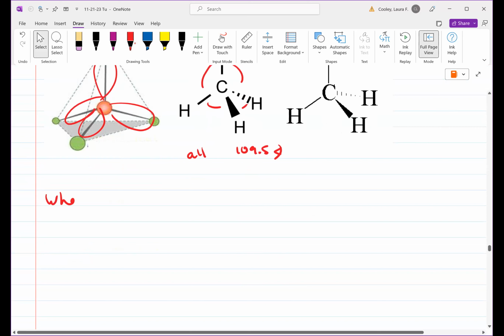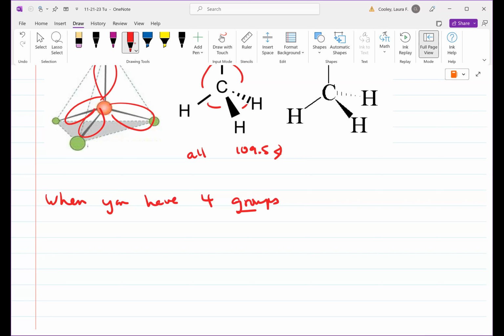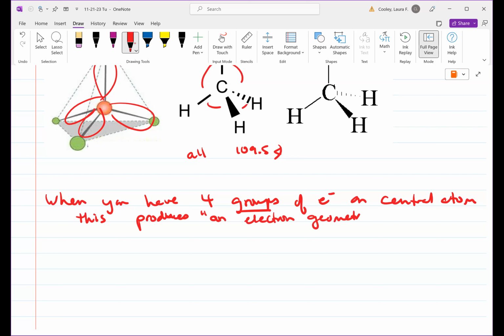So when you have 4 groups of electrons on the central atom, this produces what we call an electron geometry. In other words, a geometry determined by those electron groups that is tetrahedral. And it's based on that tetrahedron that I showed you before.